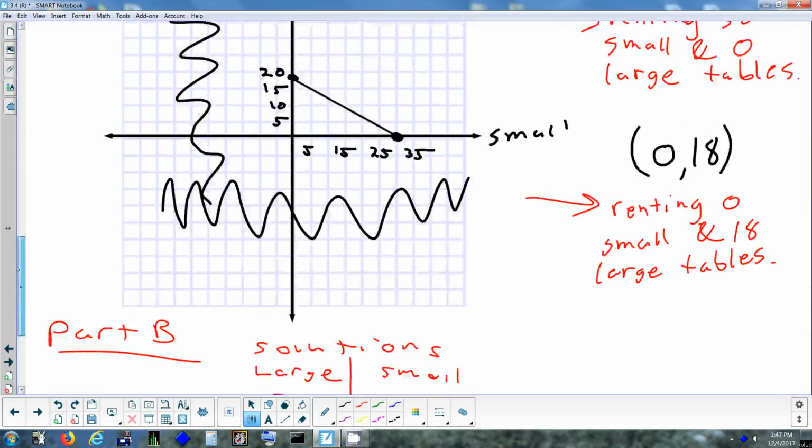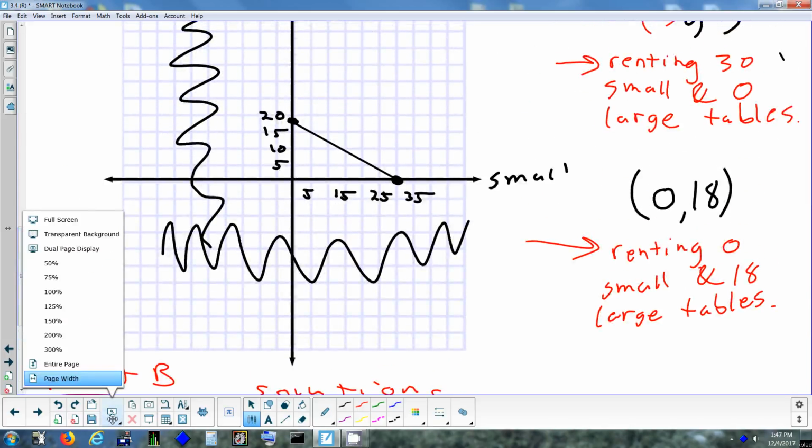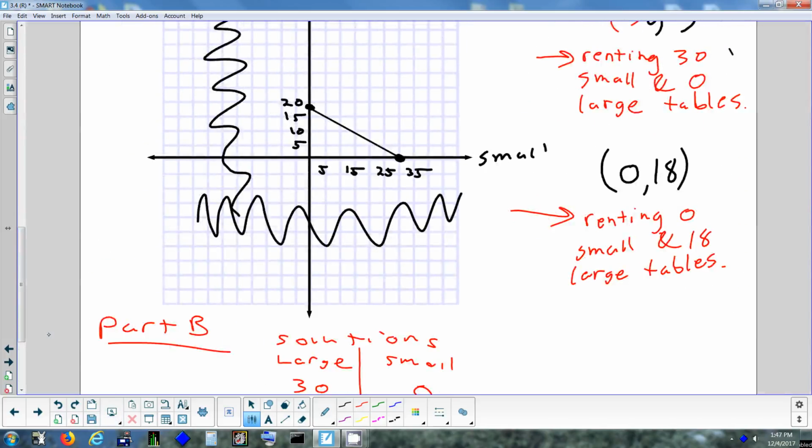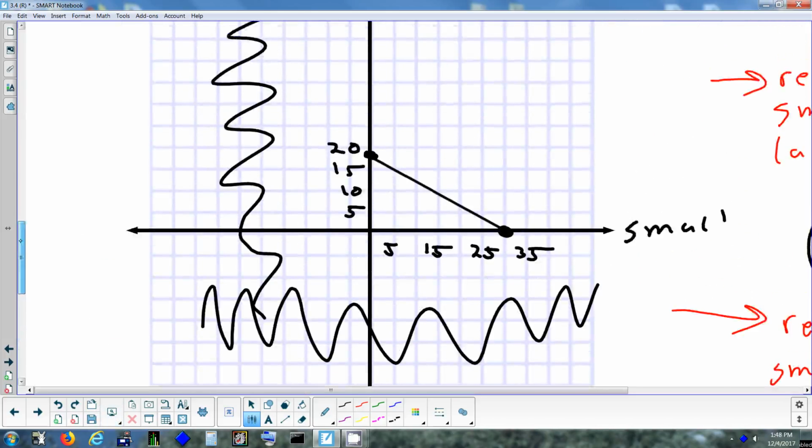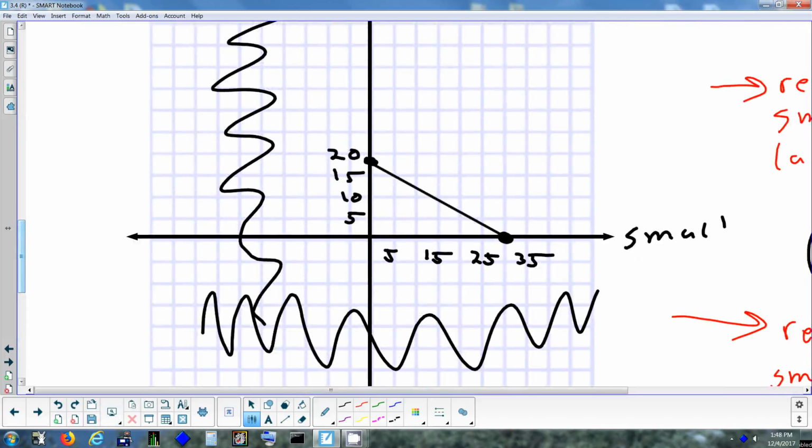Yep, 30, 0, 0, 18. You could do 25 and... let's make it bigger so we can see it. You have 0 small tables, 18 large tables. What would be another solution?